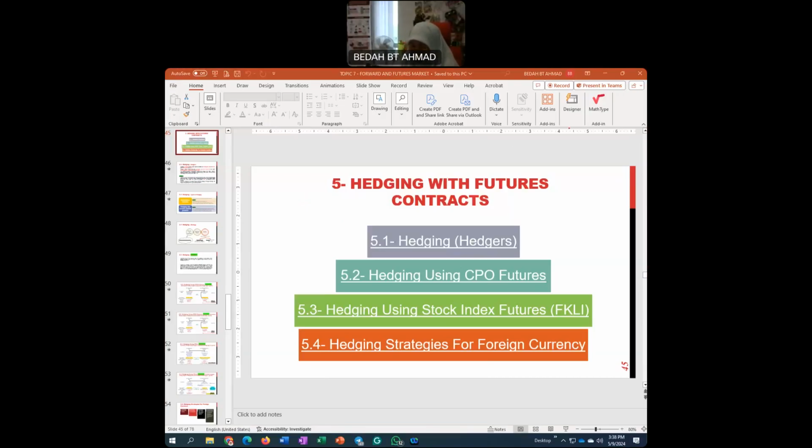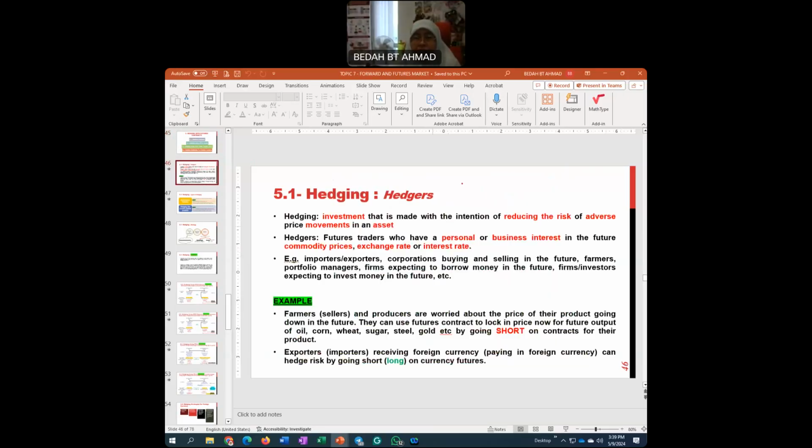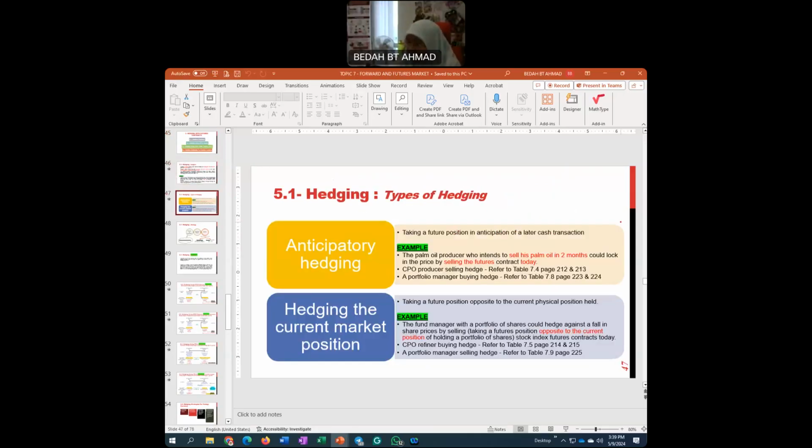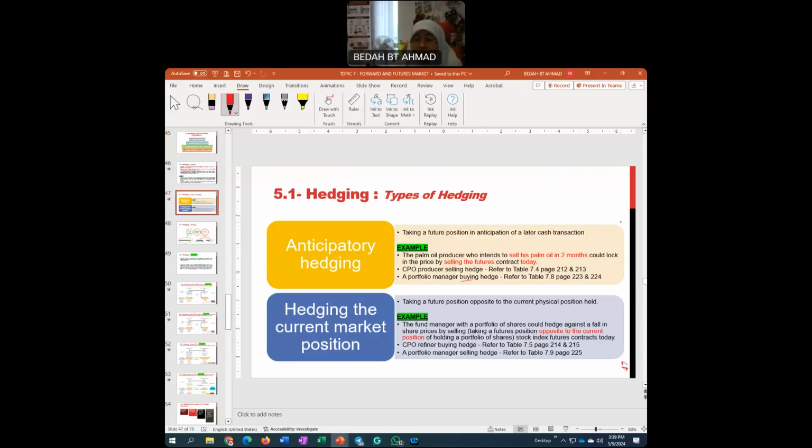Right, so today we will continue on the next type of futures, which is hedging using stock index futures, FKLI. The concept of hedging using stock index futures, or FKLI, is quite similar to hedging using crude palm oil futures, FCPO. We are still using the same hedging techniques, which are anticipatory hedging and hedging the current market positions. Anticipatory hedging is applied when the portfolio manager is expecting receipts.